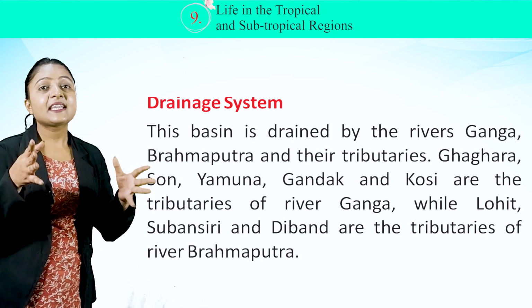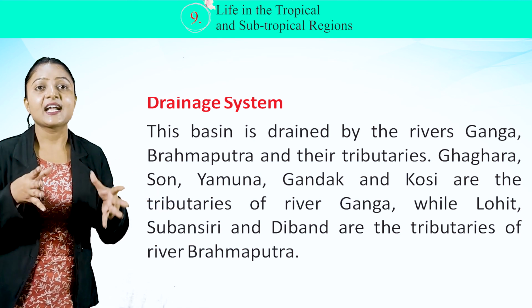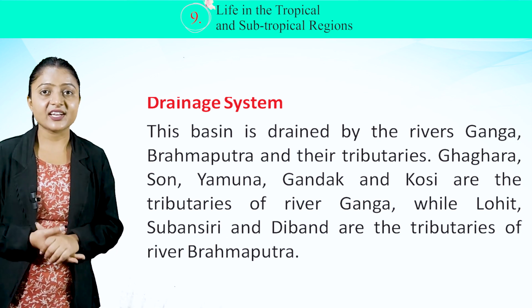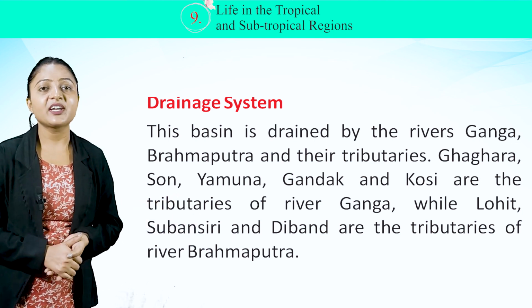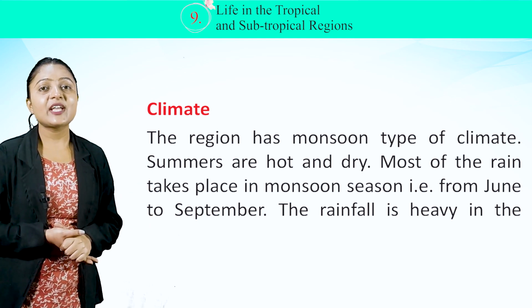Drainage system. The basin is drained by the rivers Ganga, Brahmaputra and their tributaries. Ghagra, Son, Yamuna, Gandak and Kosi are the tributaries of river Ganga, while Lohit, Subansiri and Dibang are the tributaries of river Brahmaputra. Climate. The region has monsoon type of climate.